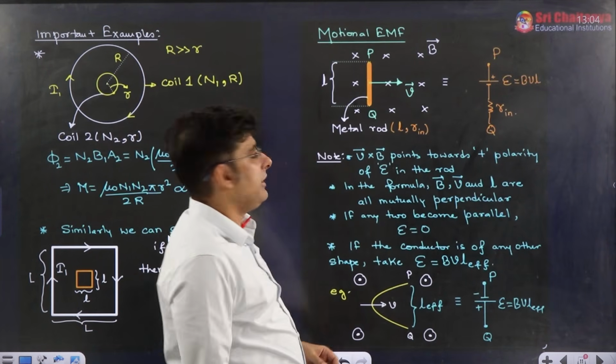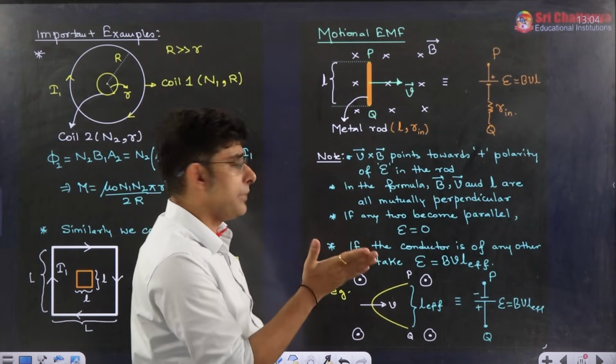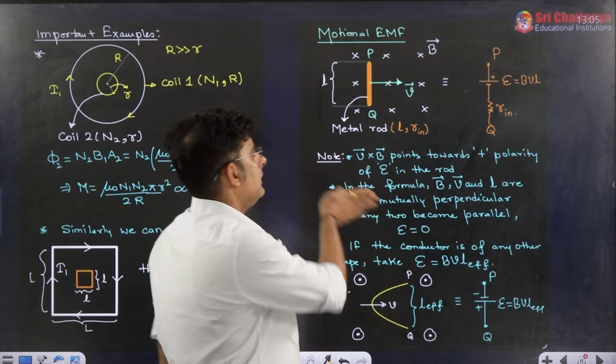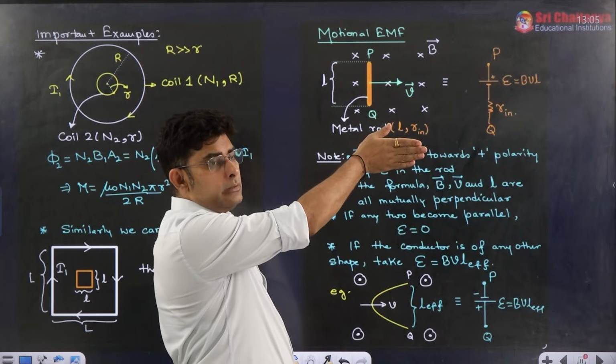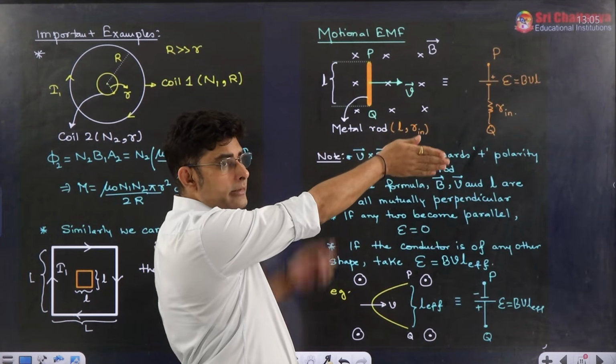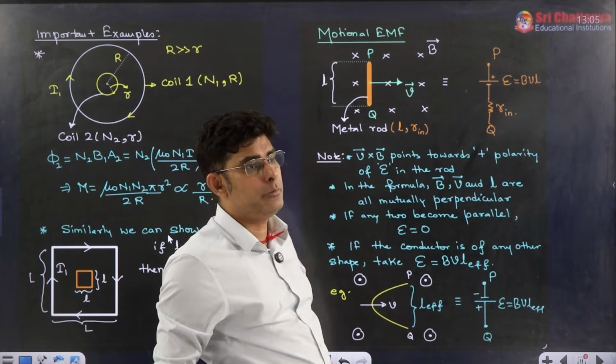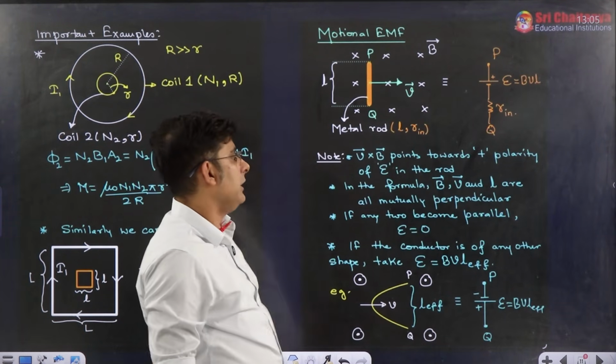Now, important points: how to know which end will be positive, P or Q? The simplest method: just see the velocity, put your right hand, turn towards the B vector, V cross B. So V is to the right side, B is into the page. Where is my thumb going? Up, so upward will be positive. So V cross B points towards the positive terminal of the induced EMF.